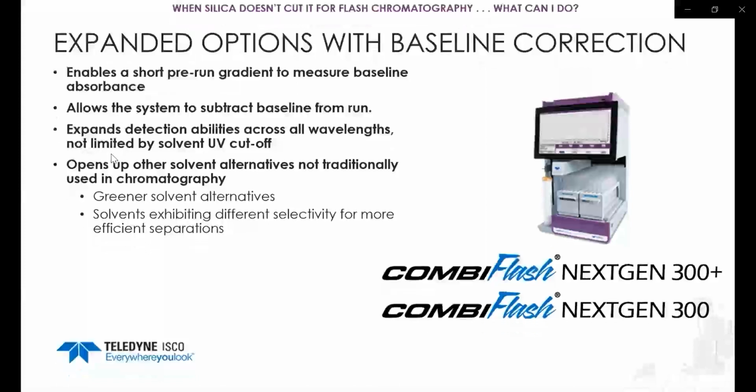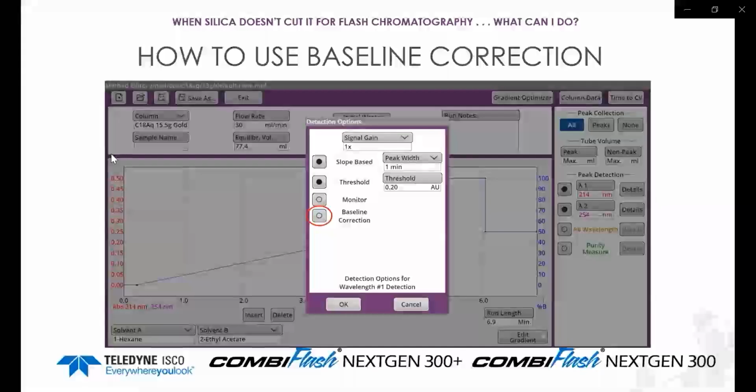And just to highlight, how to use this can be found in the method editor here. If you click on details next to your peak of interest or your peak detection that you've set up, hit details, and then just choose baseline correction.